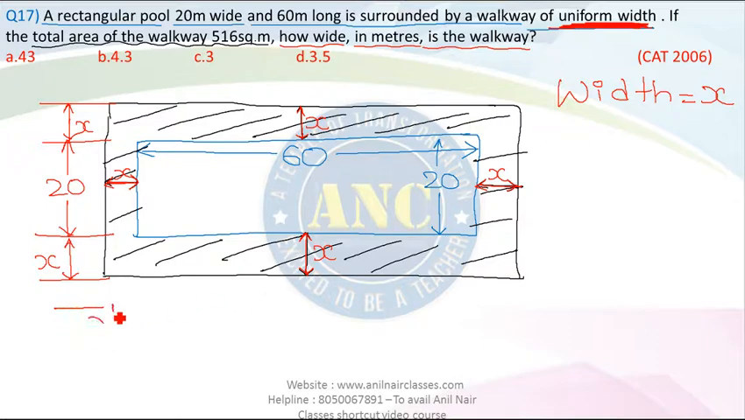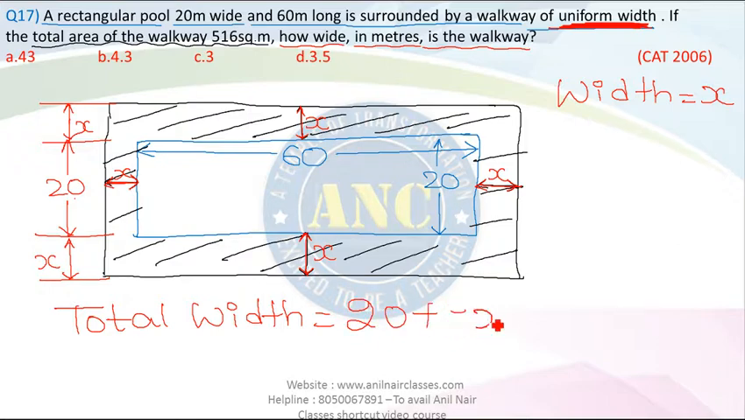That means total width in this case is nothing but 20 plus x plus x. It is 20 plus 2x. Instead of writing it as width, you might get confused, so let me write it as breadth. Total breadth, not of the walkway, in fact total breadth, is nothing but 20 plus 2x.